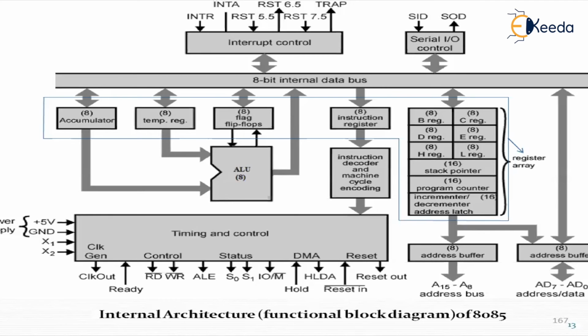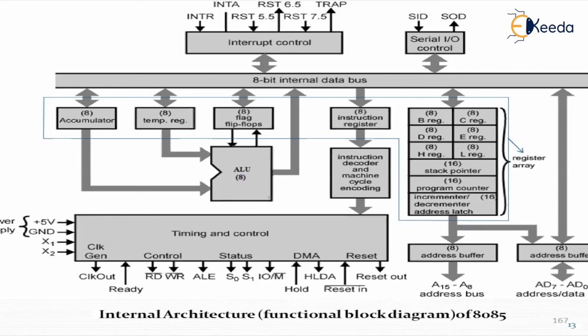Then we have clock in, clock out, ready, read signal, write signal, ALE, status S0, S1, hold acknowledgement, reset in and reset out. And this entire thing is connected to the address bus. Now, the address bus has been divided into 8 bits. As we are aware, whatever data you give to the 8085 processor, it processes in the form of bits.